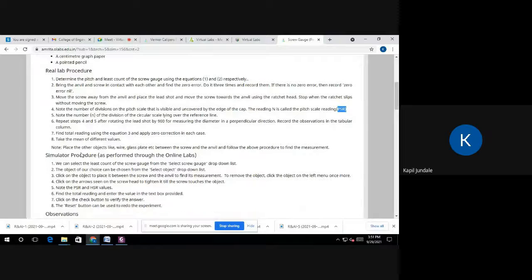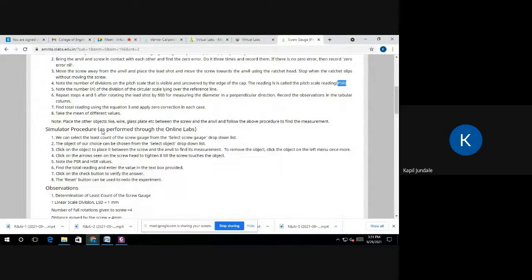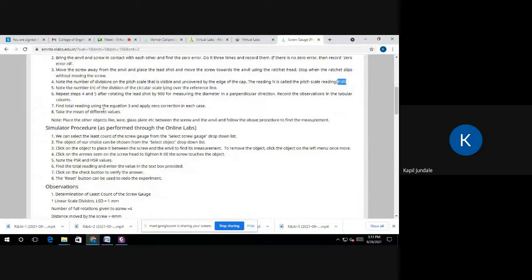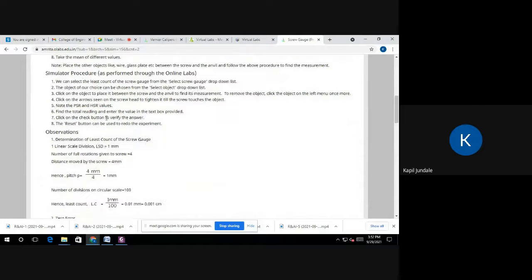Next, repeat 4 and 5 after rotating the lead shot by 90 degrees for measuring the diameter in perpendicular direction. Record the observation in tabular column. Find the total reading using the equation. Apply zero correction in each case. Take the mean of the difference of that.